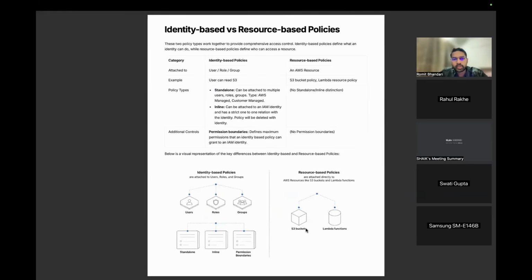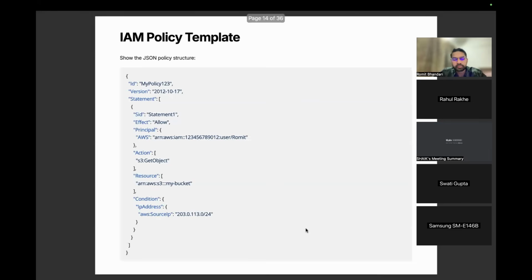Identity versus resource based policies, I think we already covered, but yeah, resource based are applied to the resources, identity based policies are applied to the users, roles and groups. That's the major difference. And policy types in identity based could be standalone, inline. Resource based, it is more inline only.